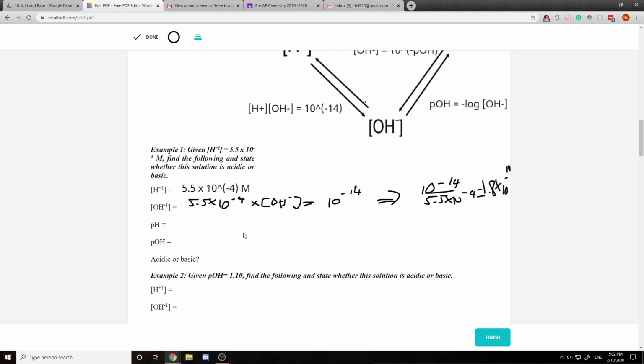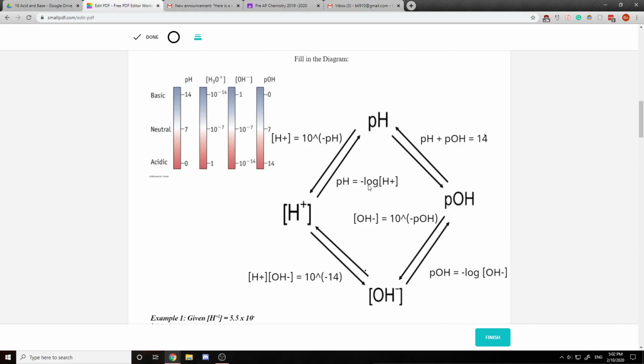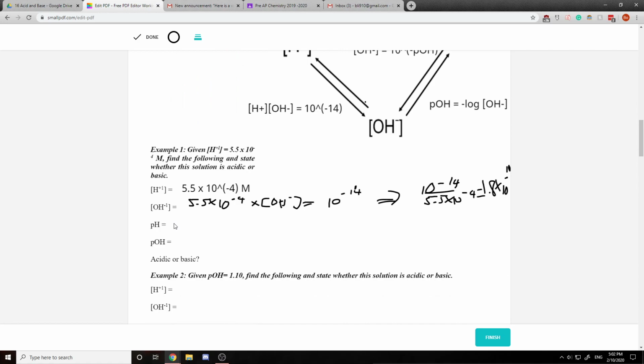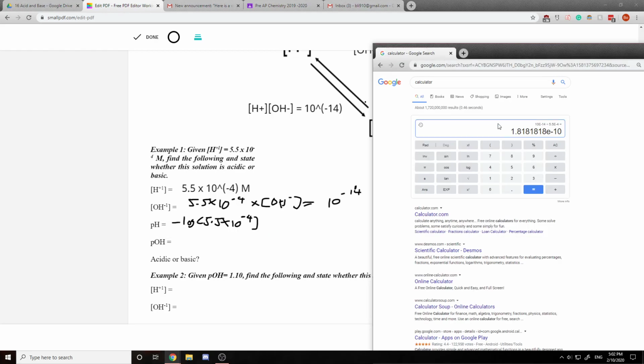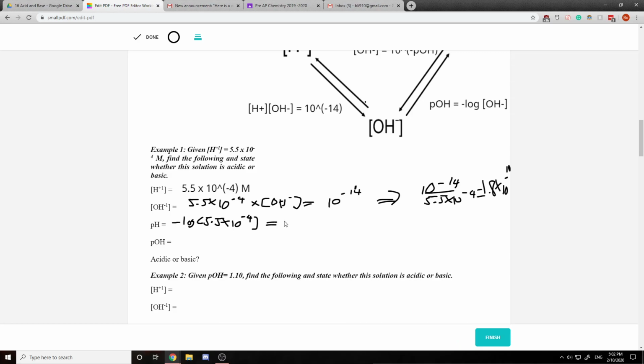molarity. Our pH, again, the formula to go from H plus to pH is you take the negative log of it. So you have pH equals negative log of our concentration of H plus, which is 5.5 times 10 to the negative 4. If you plug that into the calculator, negative log of 5.5 E negative 4, you get 3.25 or 3.26. So the pH is actually 3.26.